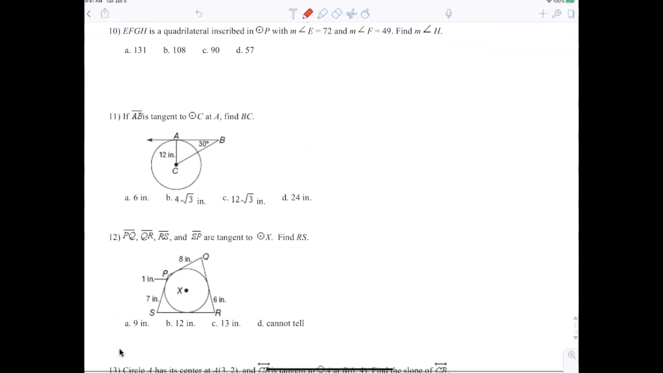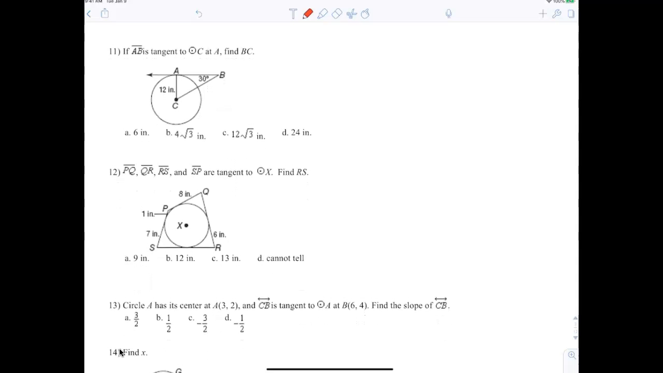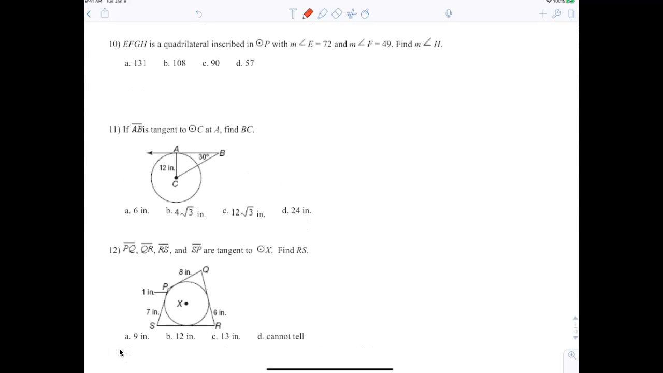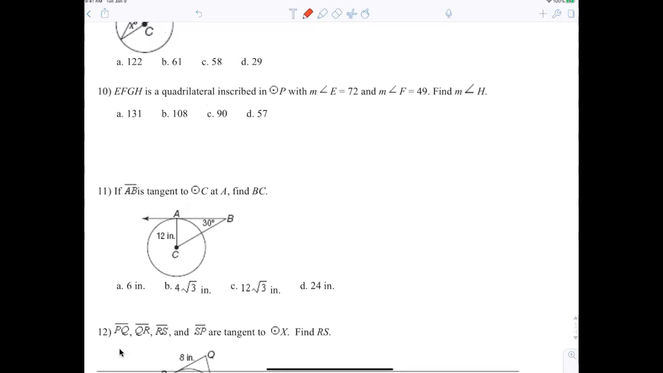Now, what was the other one someone was asking me about this morning? I want everybody to look at 17, unless there's something earlier than 17. Yes. Let's look at 10. EFGH is a quadrilateral. You have to remember that the opposite angles of an inscribed quadrilateral are supplementary. You with me on this, right?